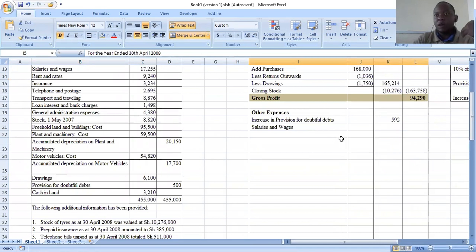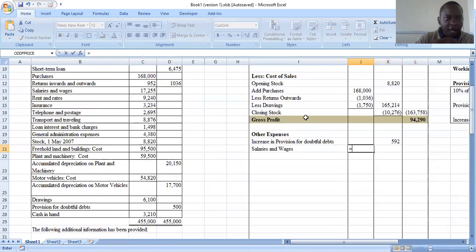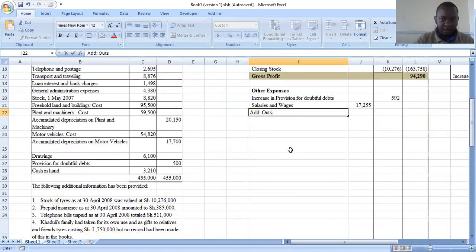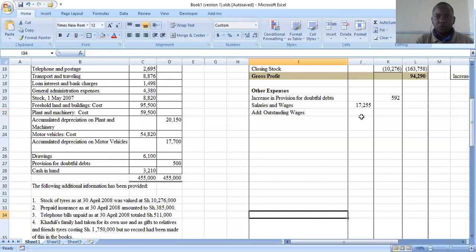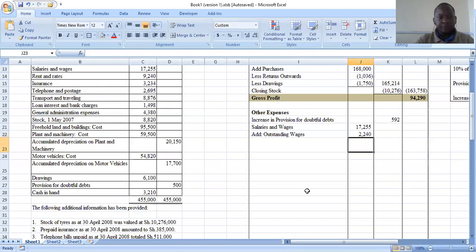So the effect of accrued expenses is that we have a gap. So this gap has to be filled, and we fill it by adding the accrual to the affected wage expense. So therefore we shall have salaries and wages 17,255. Then we add outstanding wages or accrued wages as we have. Sawa sawa kila mtu? Yeah, so the outstanding wages of 2.24 million.